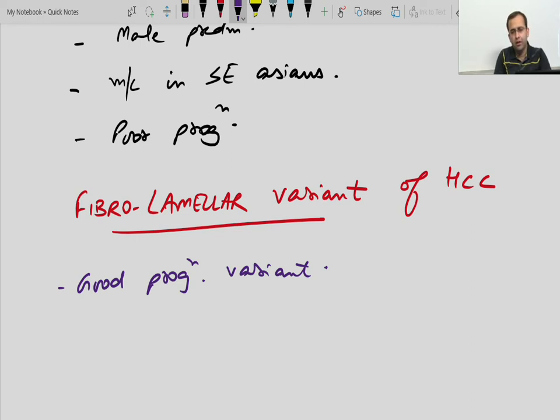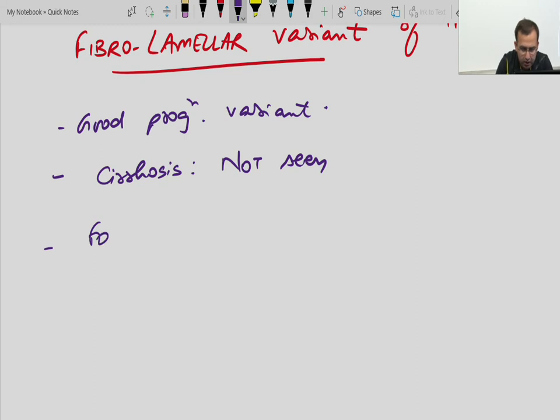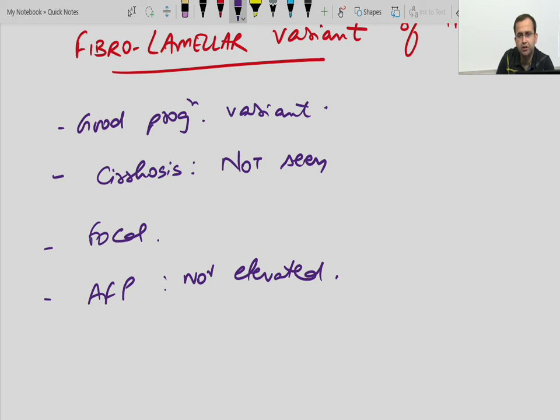Next point. If it is associated with a good prognosis, will it be associated with cirrhosis or not? Not associated. Cirrhosis is usually not seen. Next, focal or diffuse? It is focal in nature. AFP is not elevated. Seen in younger individuals.